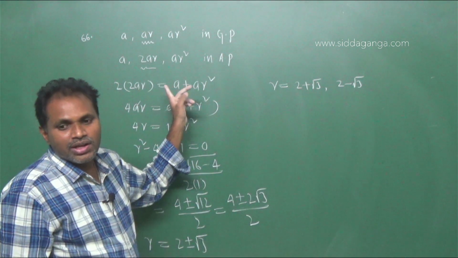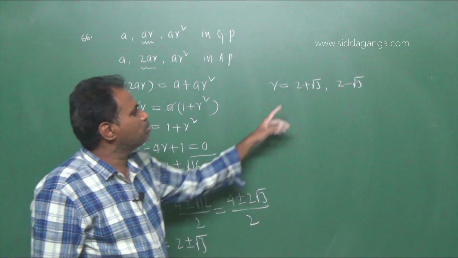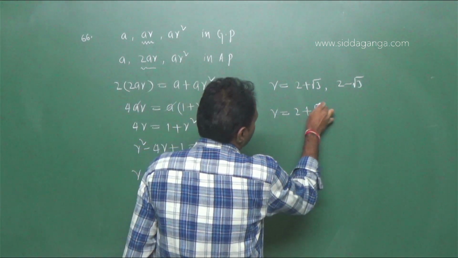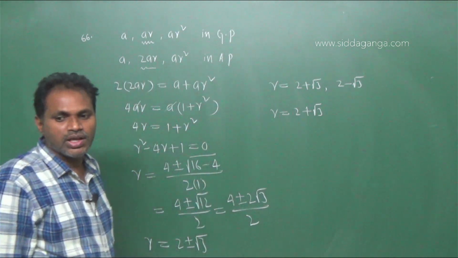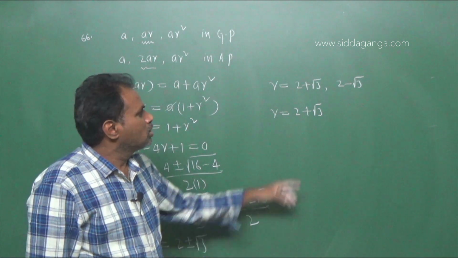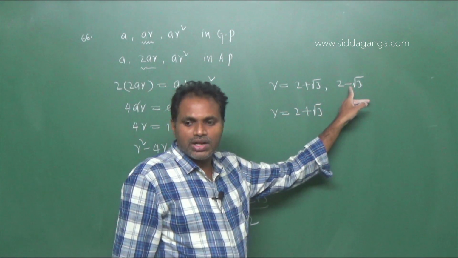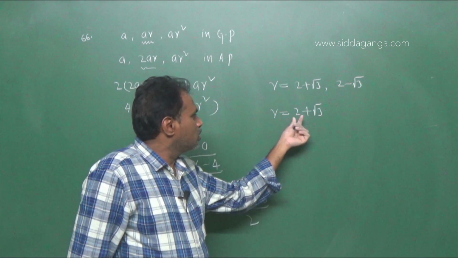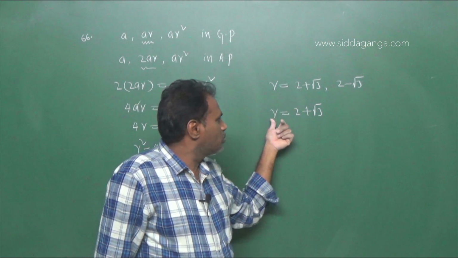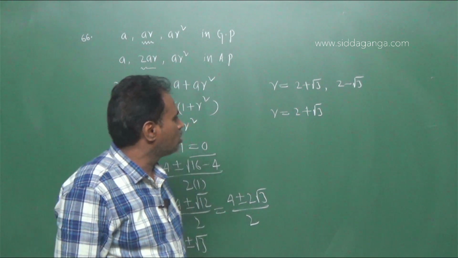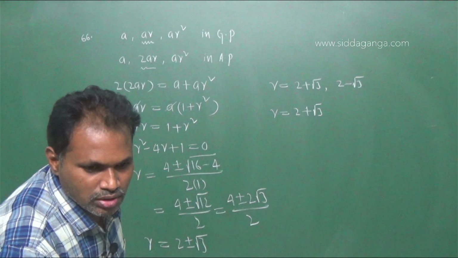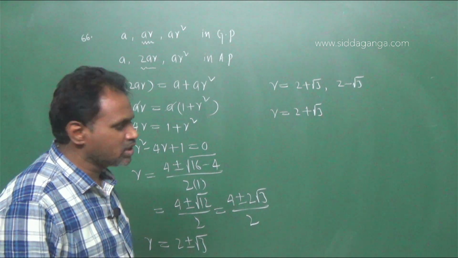But here it is given increasing GP. Increasing GP means the r value has to be 2 plus root 3. They are asking for an increasing GP. Therefore, r equals 2 plus root 3. If you take 2 minus root 3, you will get a decreasing GP. If you take 2 plus root 3, then the GP is increasing. Therefore, the common ratio r equals 2 plus root 3. Therefore, option 3 is right.